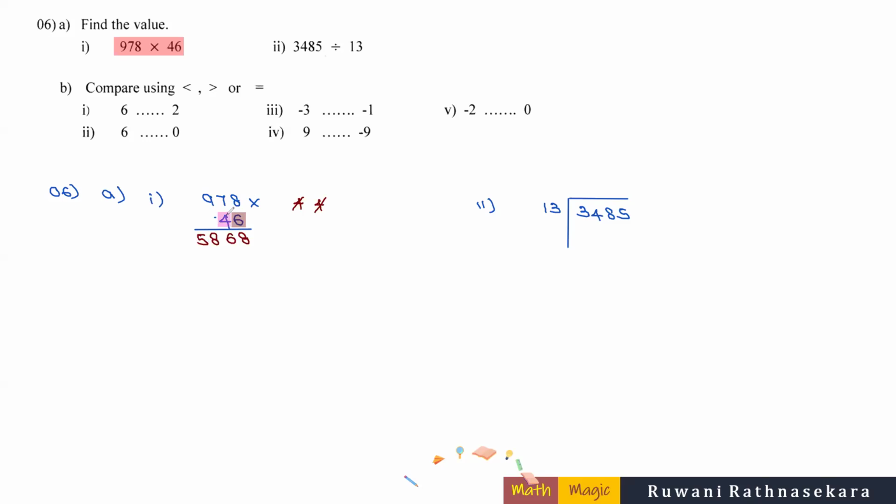Right? Every digit of the number above should be multiplied by 4. 4 times 8 is 32. 2 is written under 4.